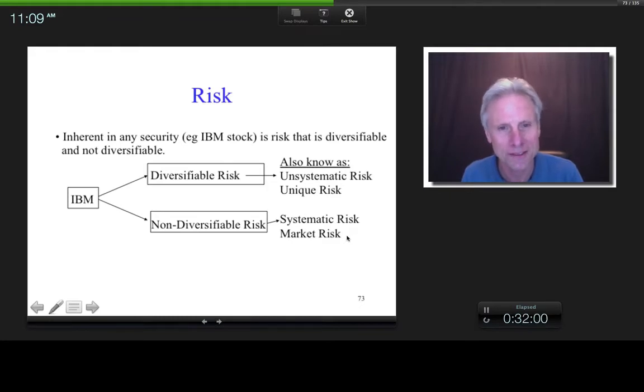It's kind of confusing, so I'm going to be using these terms diversifiable and non-diversifiable. Inherent in any single security, there's some risk that when you choose to add it to a portfolio, you're going to be stuck with. So it's not diversifiable. It's still going to add or contribute risk to that portfolio. But there's some risk that you can get rid of.